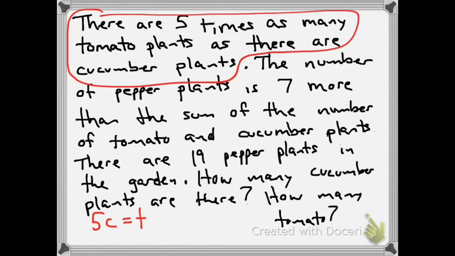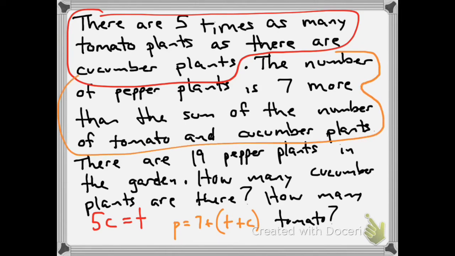All right, and then in another color, I'll do something different here. The next part, the number of pepper plants, so P is, remember, "is" means equals, 7 more, so 7 plus the sum of the tomato and cucumber plants, so T plus C. All right, so that's for this one here. And then in light blue, we'll say there are 19 pepper plants, so P equals 19.